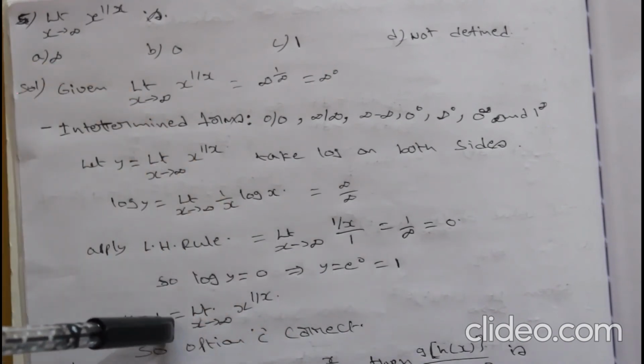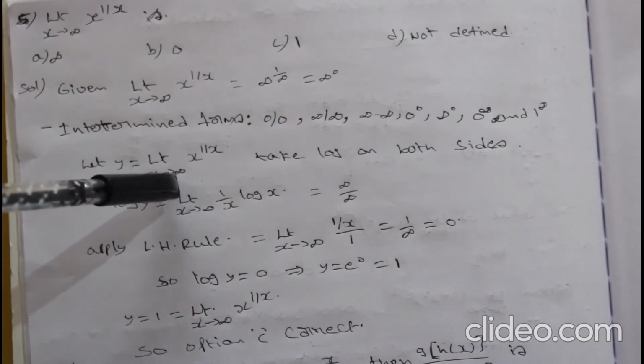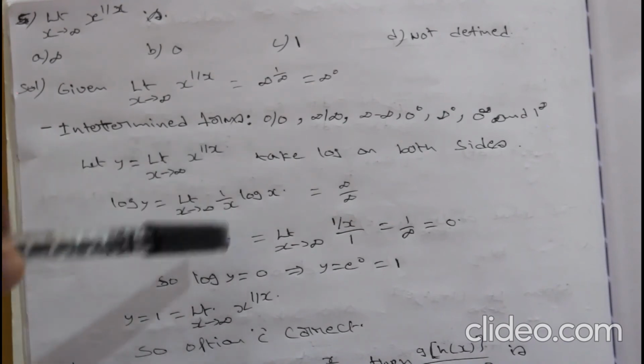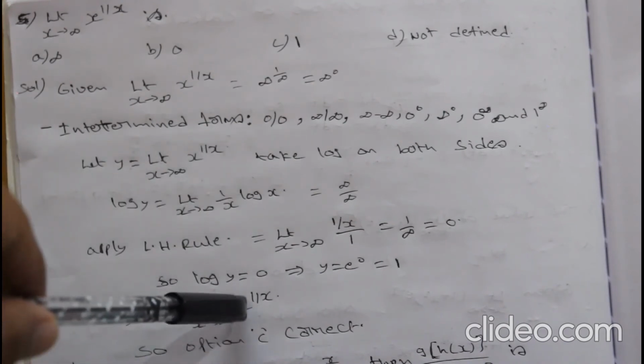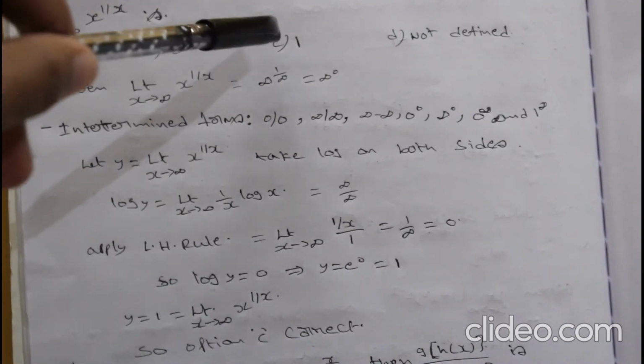So y is equal to 1, and we took that function y is equal to limit x tends to infinity x power 1 by x. So limit x tends to infinity x power 1 by x is equal to 1. So option C is correct.